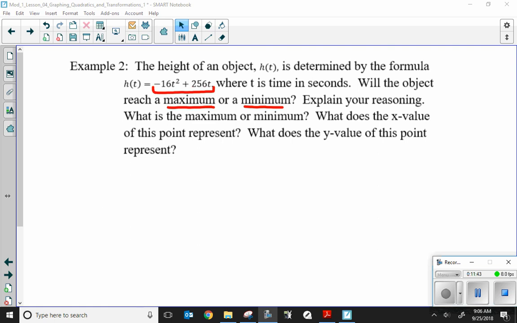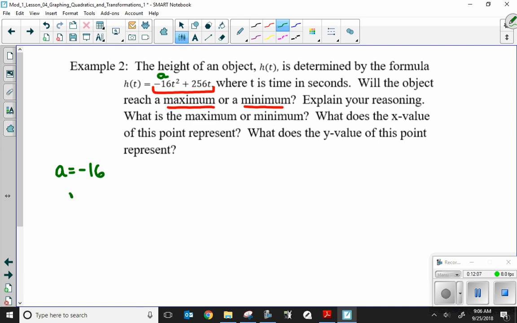But there is an easier way. Whatever my a value is, that's going to tell me whether I have a min or a maximum. Let me explain. My a value is whatever is in front of my x squared. In this case, I have t squared. My a is negative 16.